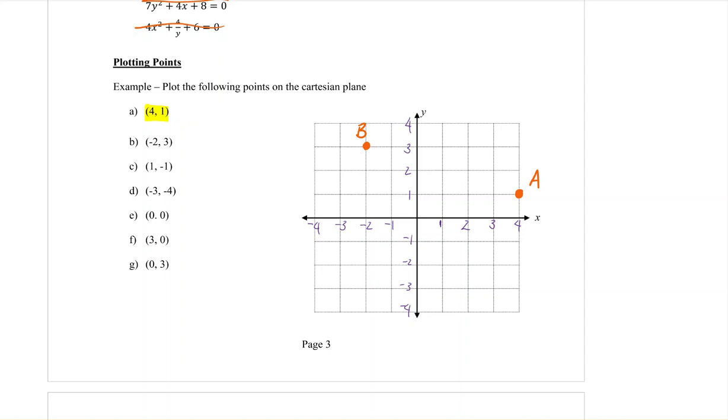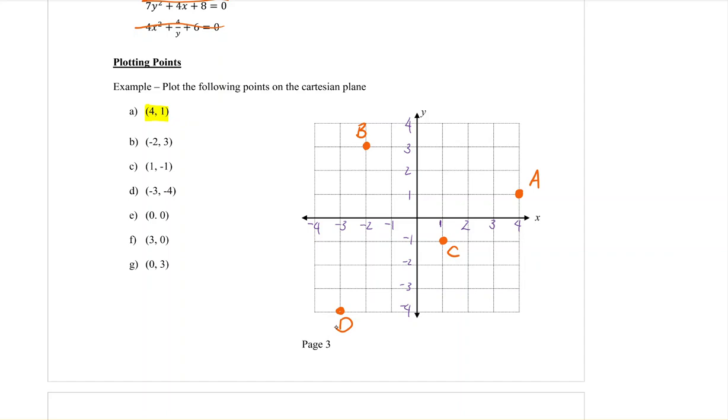For C, x is 1, so on the horizontal numbers, 1, and then y is -1. So we go down to -1, and that's point C. These points should all be on the grid lines, not in between. Our numbers are on the lines, which means our dots are going to be all on the lines. Next one, D is -3, and then down to -4, which is down here, D.